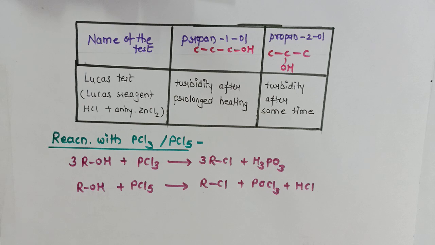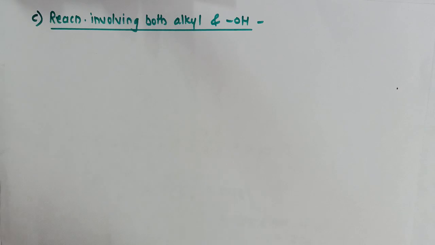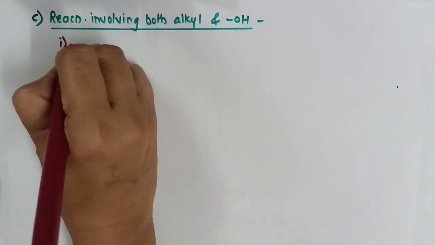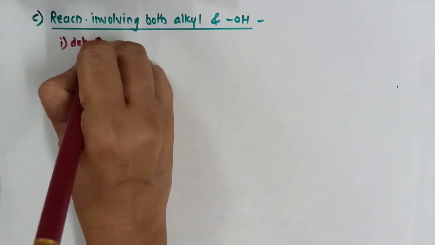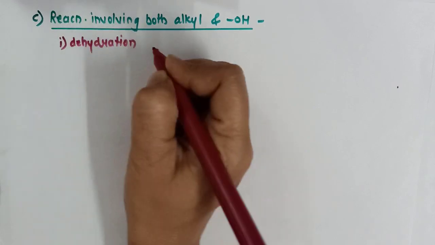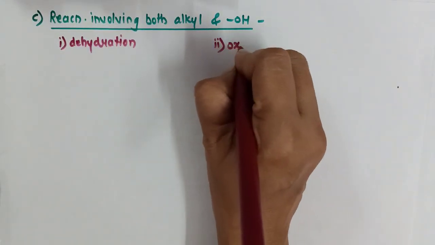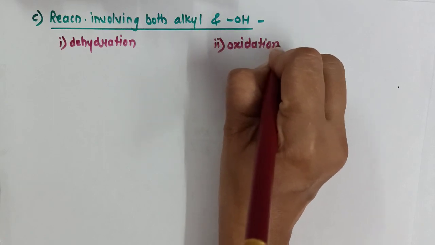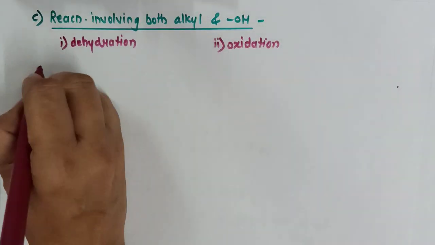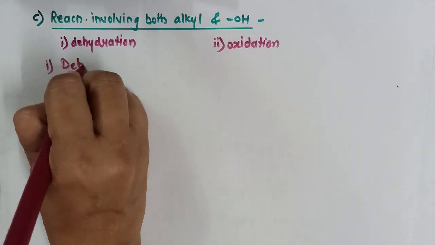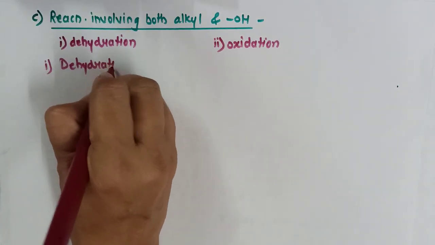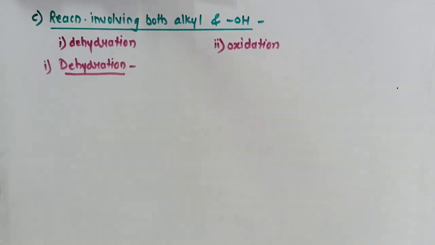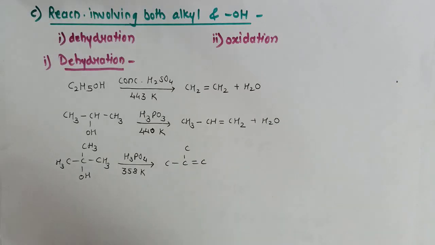We'll move on to the next part, that is, reactions involving cleavage of both alkyl and OH. In reactions involving both alkyl and hydroxyl group, we have two types. The first one is dehydration and the second is oxidation. So I will begin with the first one, dehydration. Generally, dehydration is carried out by using acid.